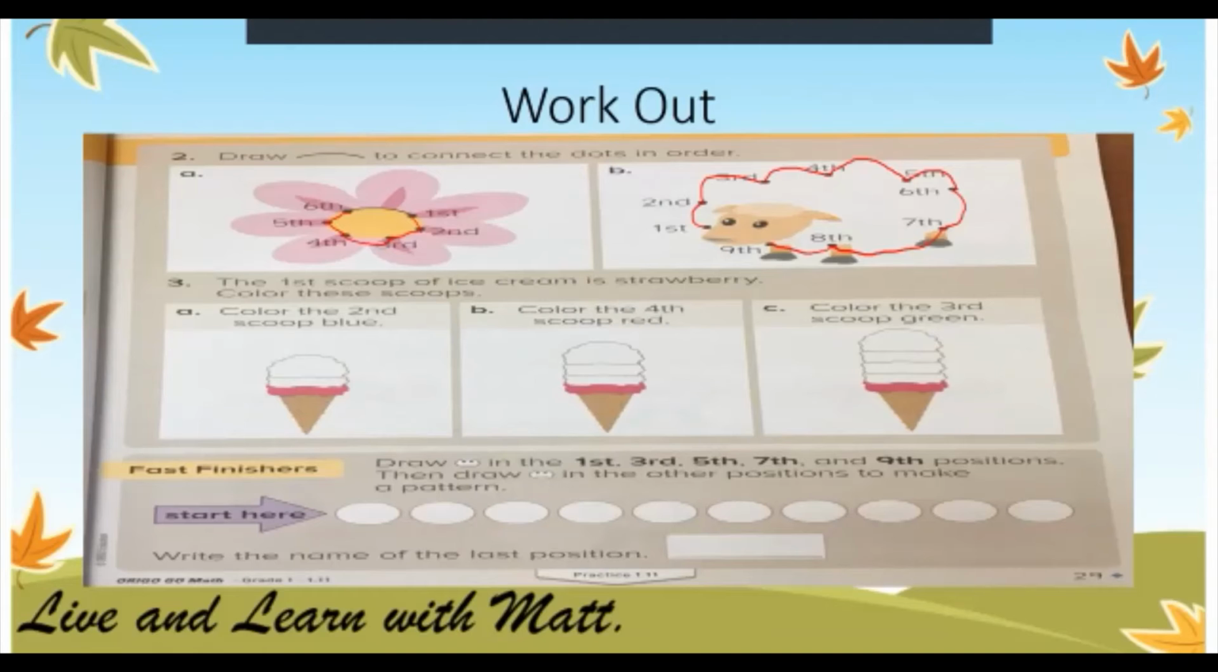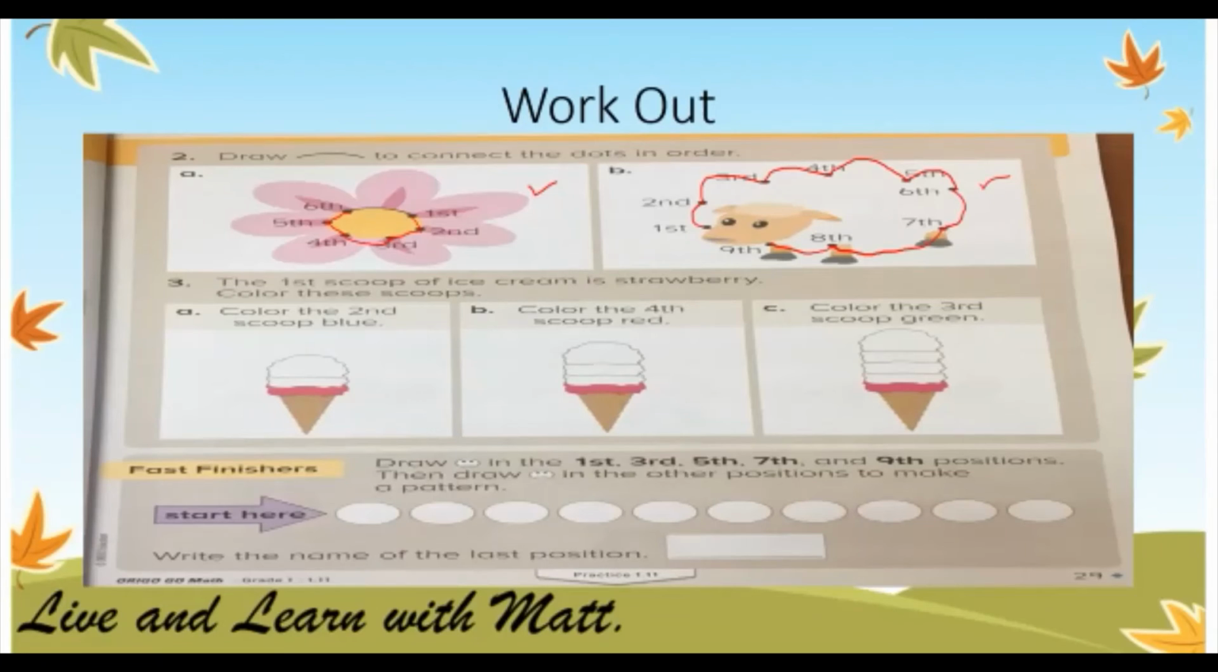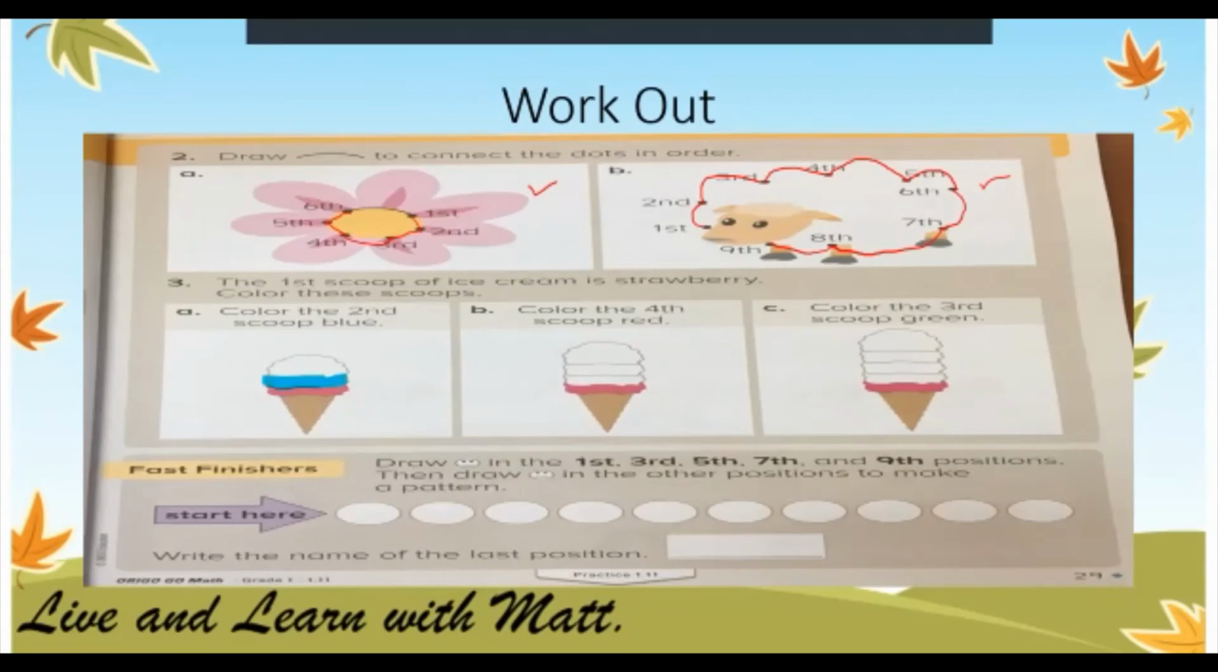So what do we have in these pictures? Part A, we have a flower. In part B, we have a sheep. Now let's go on to number 3. The first scoop of ice cream is strawberry. Color these scoops. Now part A, color the second scoop blue.